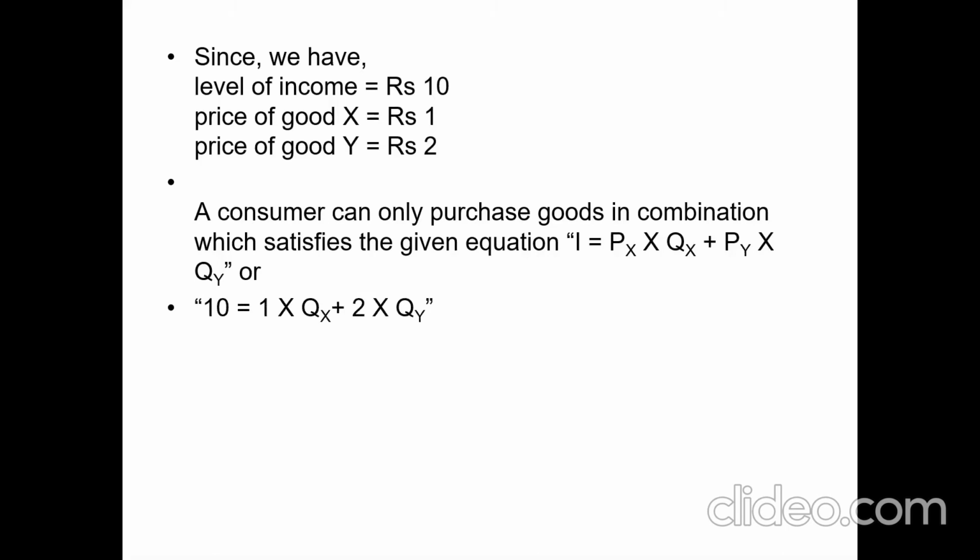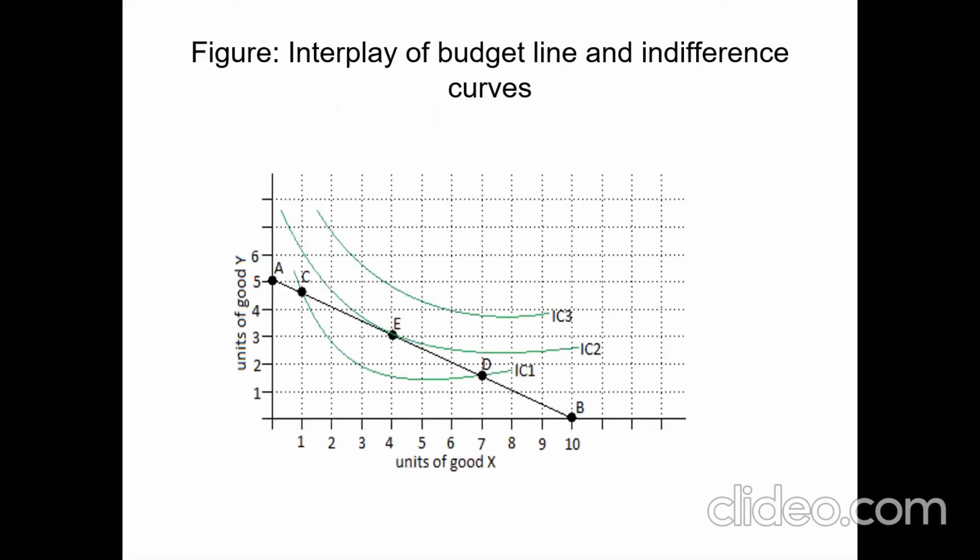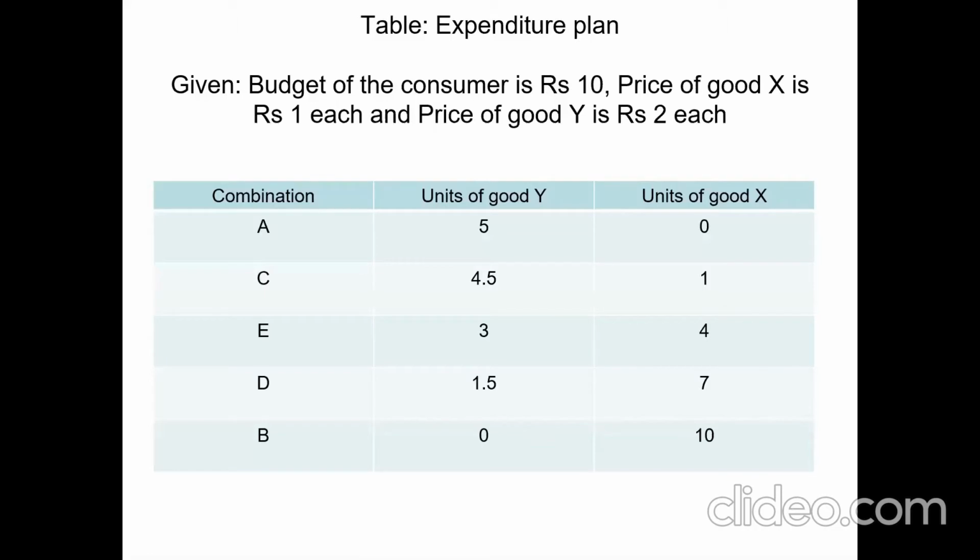Now we are given I equal to 10, Px is 1, Py is 2. This is fixed. Now we'll be playing with different combinations of X and Y as in the table given above. See this table. Now we'll go on putting these values in this equation and go on calculating.